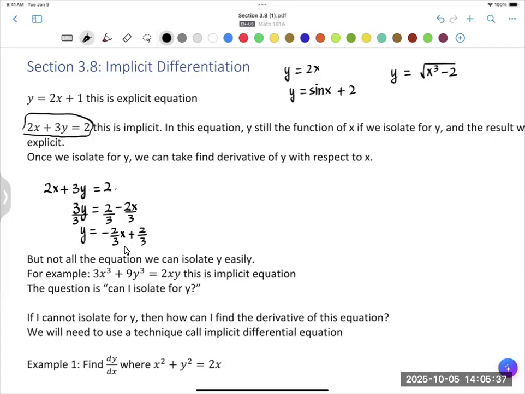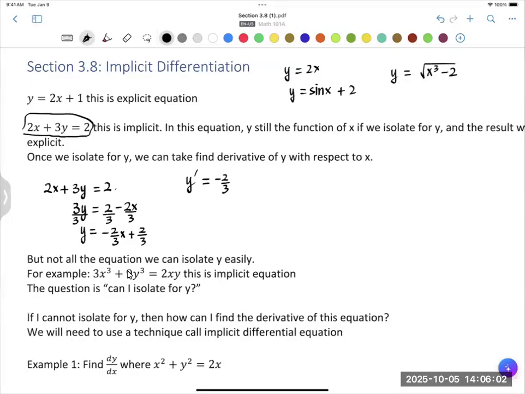Now, can I find y prime? Yes, I can find y prime. My y prime is the derivative of negative 2 over 3 x, which is negative 2 over 3, and the derivative of 2 over 3 is 0. So my y prime is negative 2 over 3. Perfect. But the problem is that not every equation can be isolated for y easily.